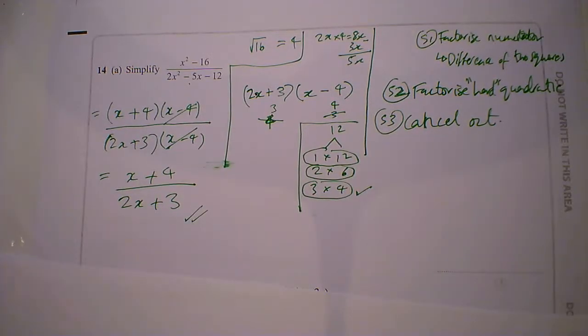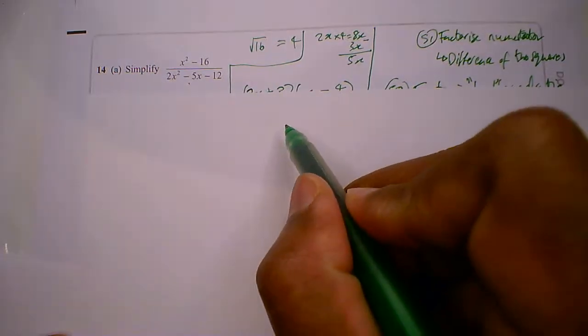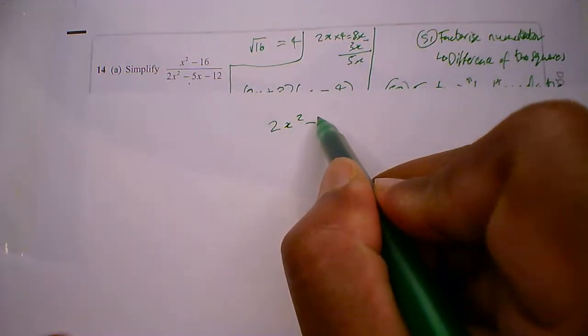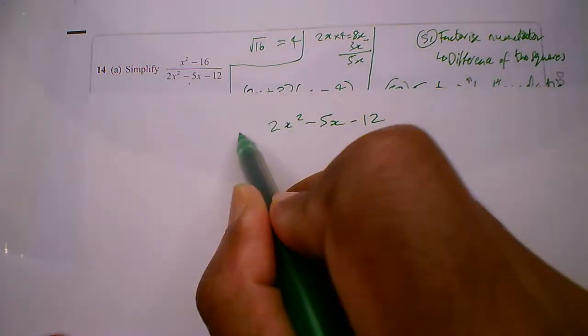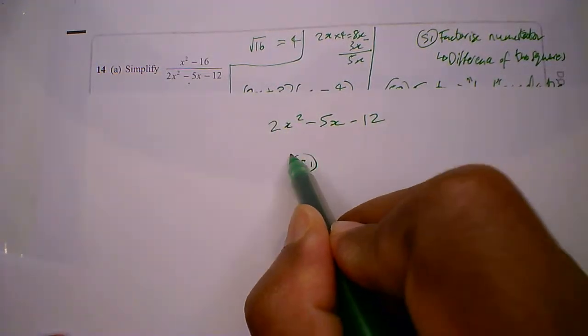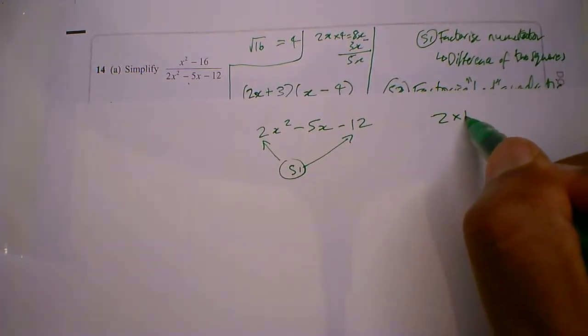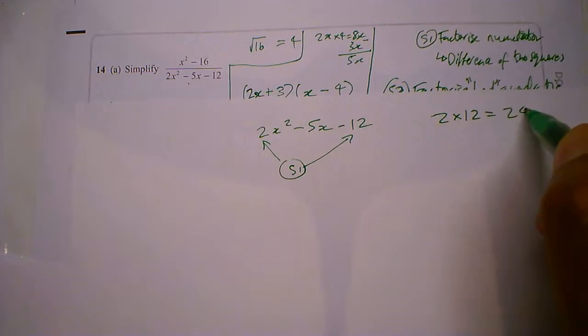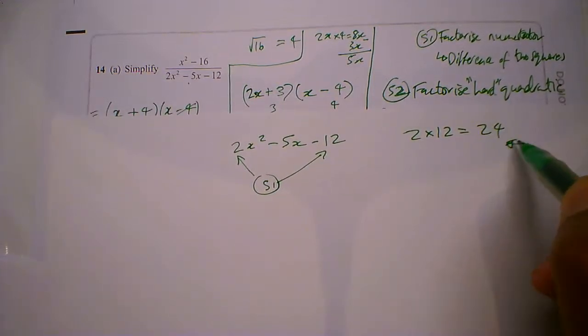Now let me just show you. I did say we're going to use the other way of factorizing this. So if you're familiar with the other way, 2x squared minus 5x take away 12. My step 1 is to multiply these two terms together. So 2 times 12 gives me 24. Then I look at the multiples of 24.